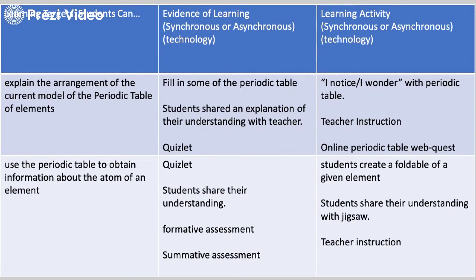Next, she determined the activity and assignments her students will need to do to support them in being successful on these assessments. She used an I Notice, I Wonder strategy with the periodic table. There was some teacher instruction and an online periodic table web quest. Students created a foldable of a given element, shared their understanding using a jigsaw strategy, and she used more teacher instruction to support this second target. So this is what her learning plan ended up looking like.